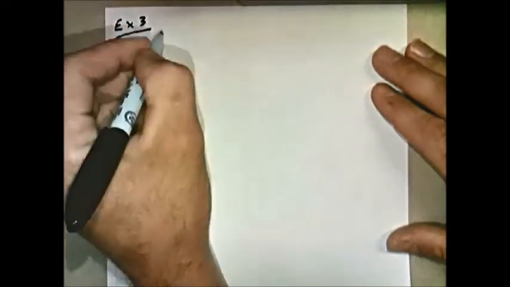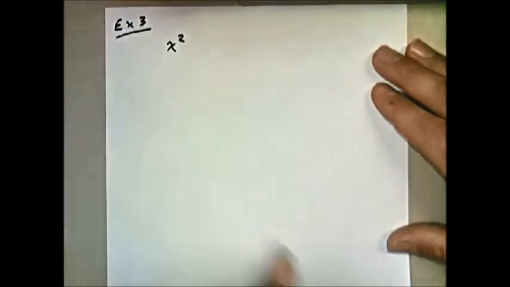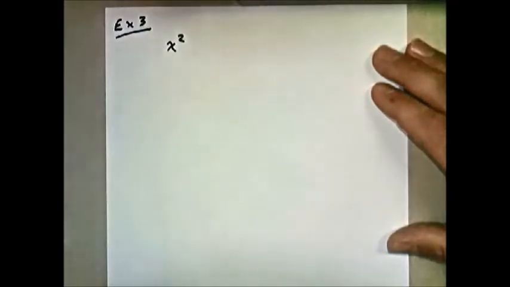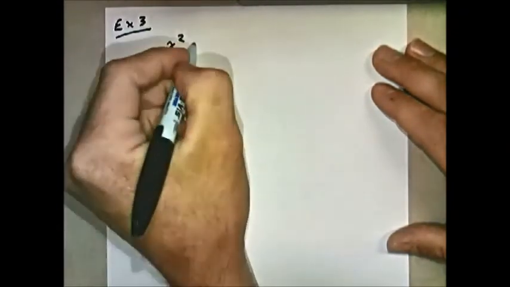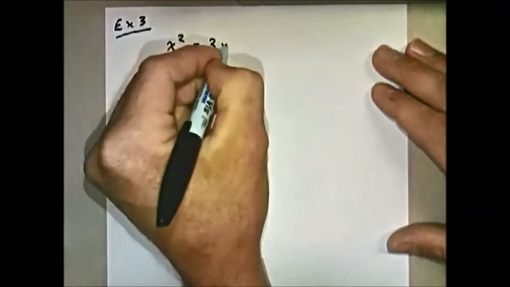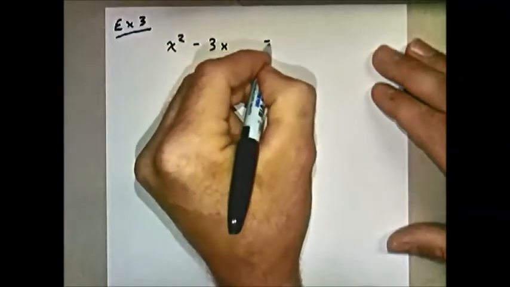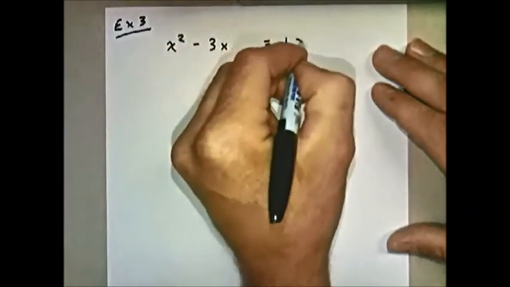For example 3, we're going to change it up slightly. We're going to still have a leading coefficient of 1, so we're going to start with x squared. But this time, we're going to subtract 3x. And let's set it equal to 10.